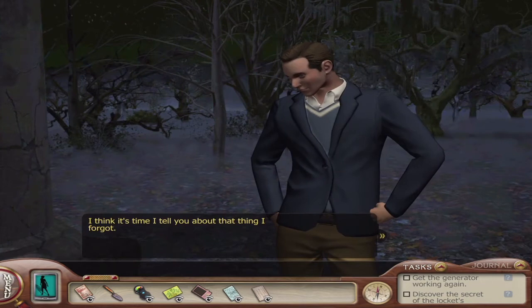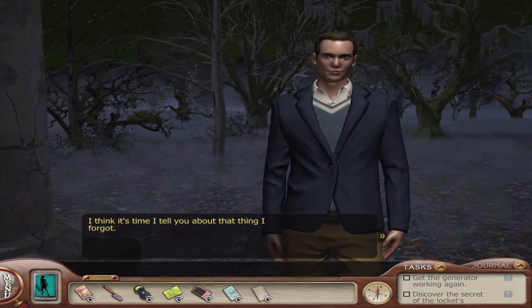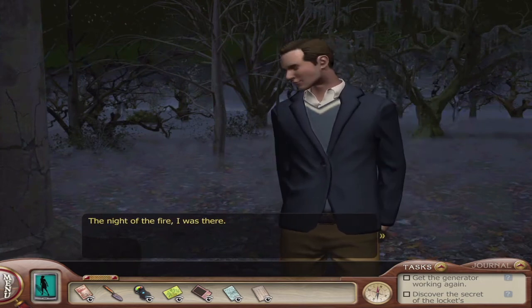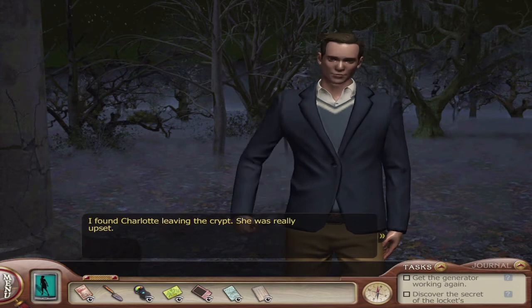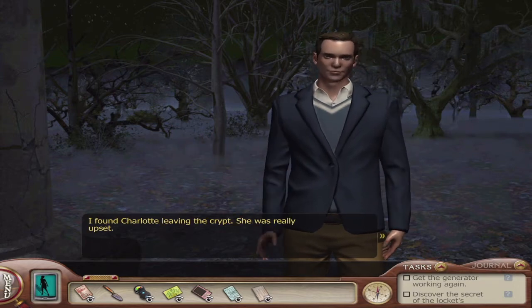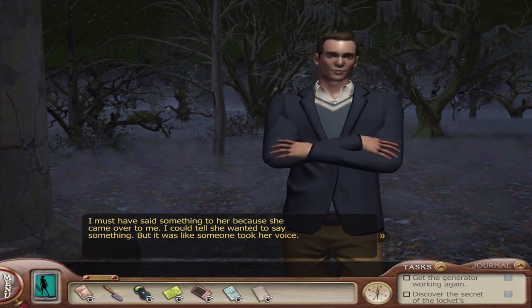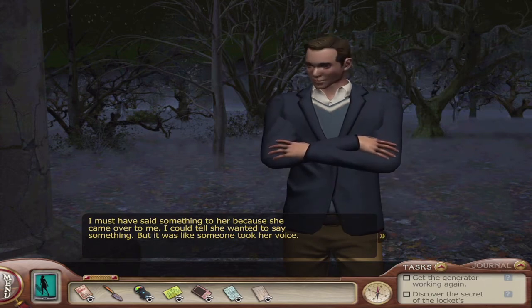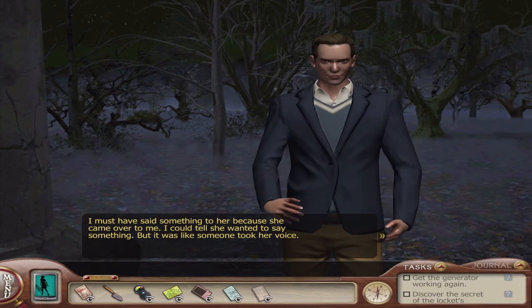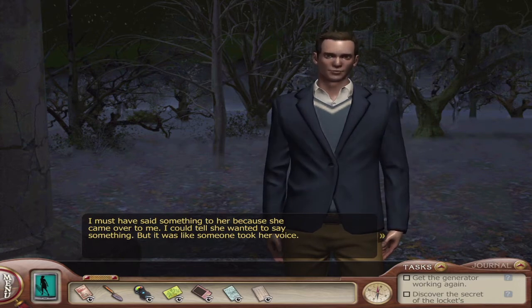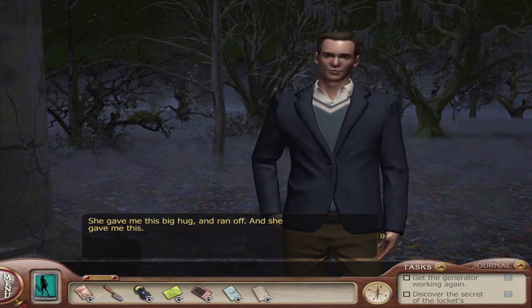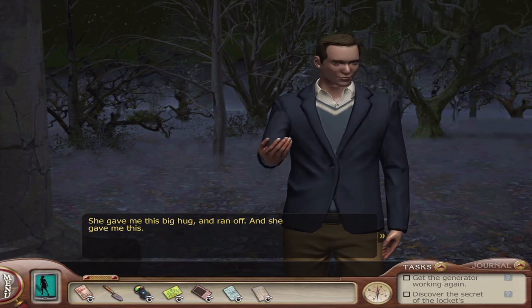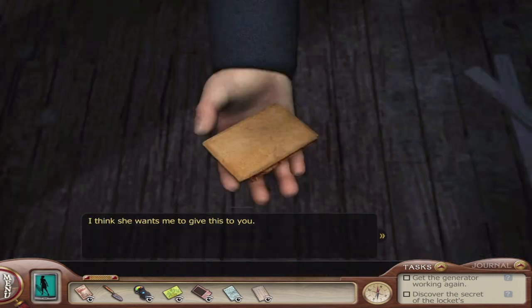I think it's time I tell you about that thing. The night of the fire. I was there. I found Charlotte leaving the crypt. She was really upset. I must have said something to her because she came over to me. I could tell she wanted to say something, but it was like someone took her voice. She gave me this big hug and ran off. And she gave me this. I think she wants me to give this to you.